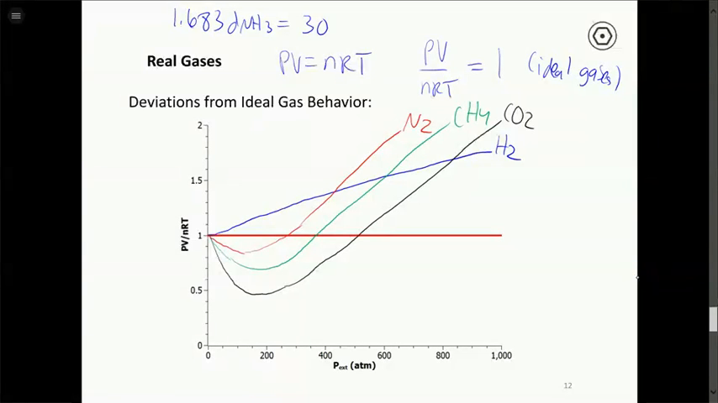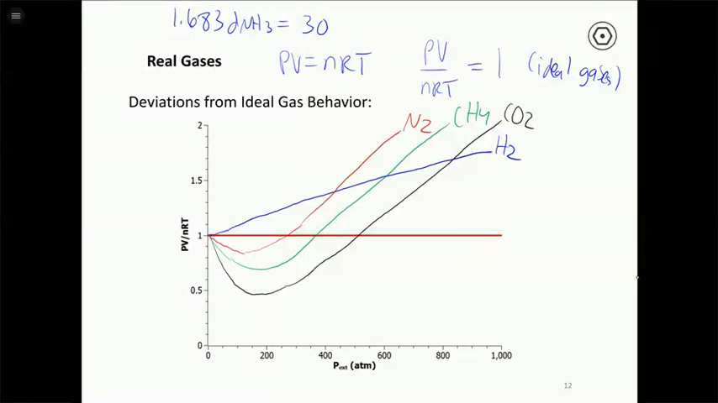So real gases don't follow this ideal behavior perfectly. For an ideal gas, PV divided by nRT should always equal 1. For a real gas, the ratios are going to be different from 1, but it depends on what the exact conditions are. It's not a constant anymore. Okay, so real gases have this deviation, and we're going to start talking about the reasons for those next time.